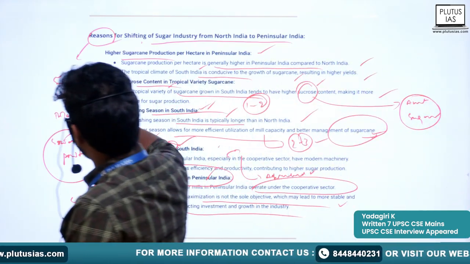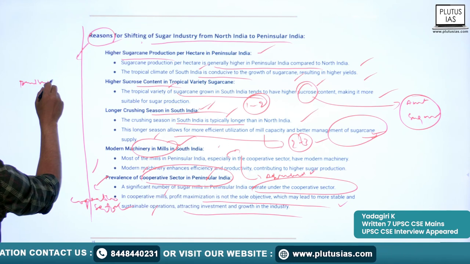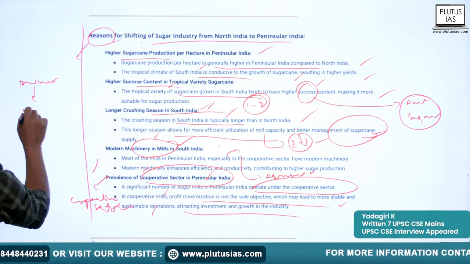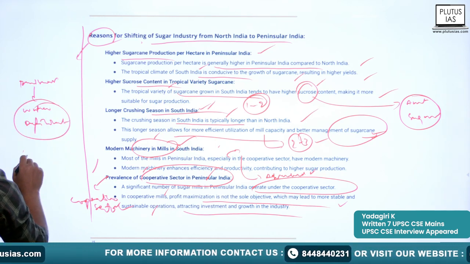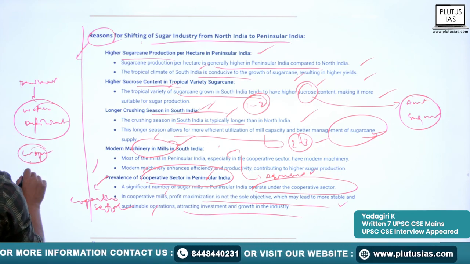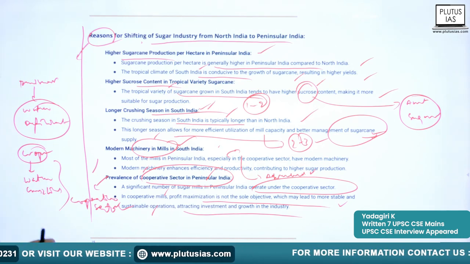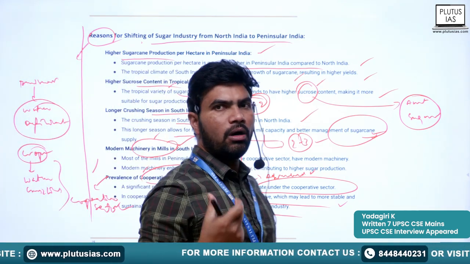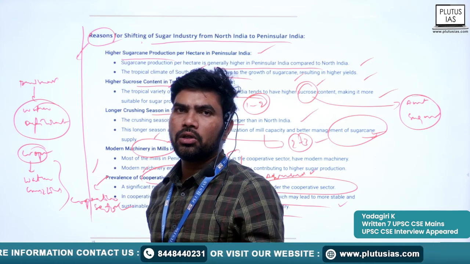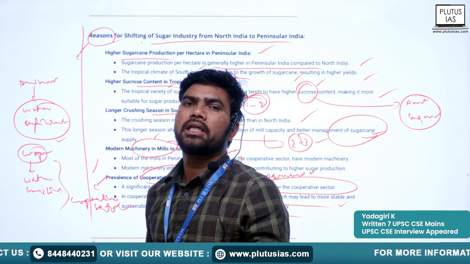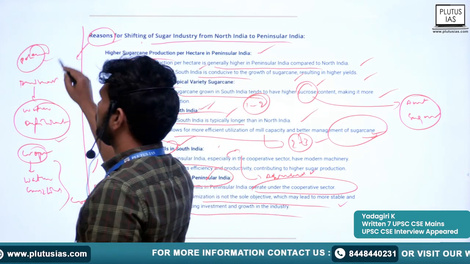However, this shift comes at a huge cost, because the peninsular region is a water deficient region. However, the crop sugarcane is a water guzzling crop. I mean, it requires a lot of water. So we are growing sugarcane in the water deficient region. This is leading to a lot of ecological problems, and it has of late become a significant problem. So proper policy measures have to be taken to address this issue.